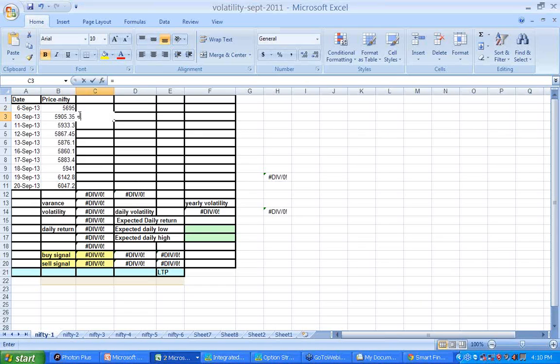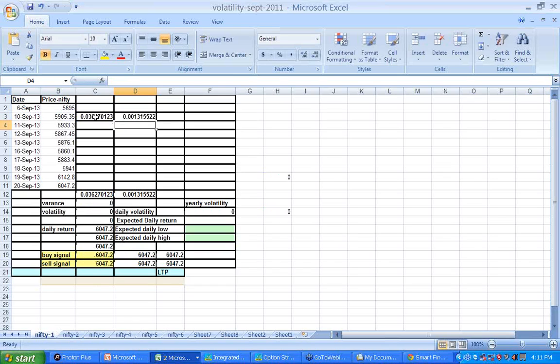So I took the last 10 trading days, from 6th September to 20th September, and I am going to calculate the volatility. I have used a function called ln, the 10th September price divided by the 6th September price. This is what I did. Then whatever value I got here, I have taken its square.